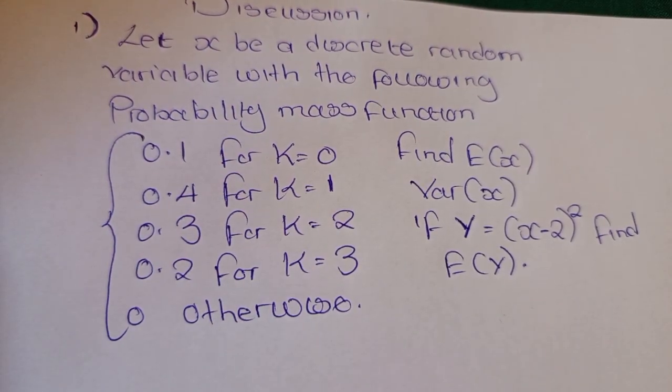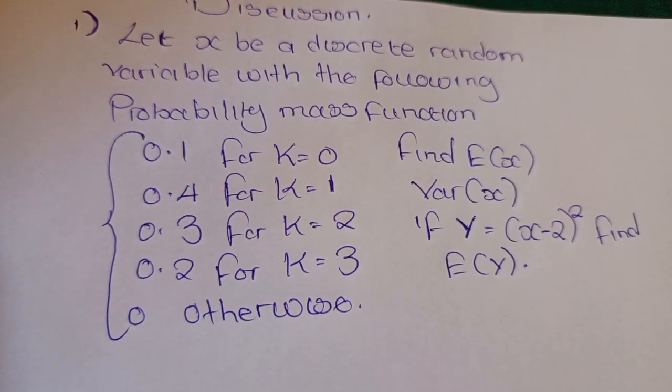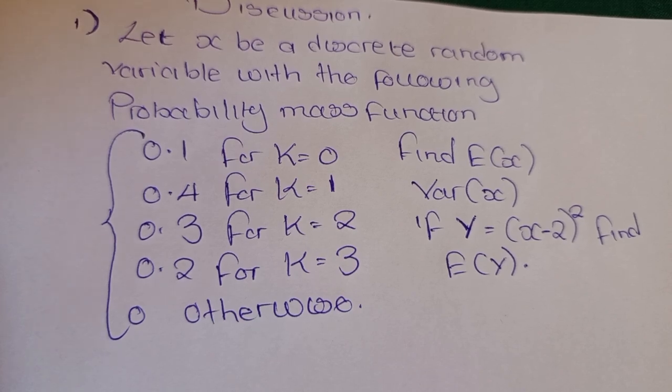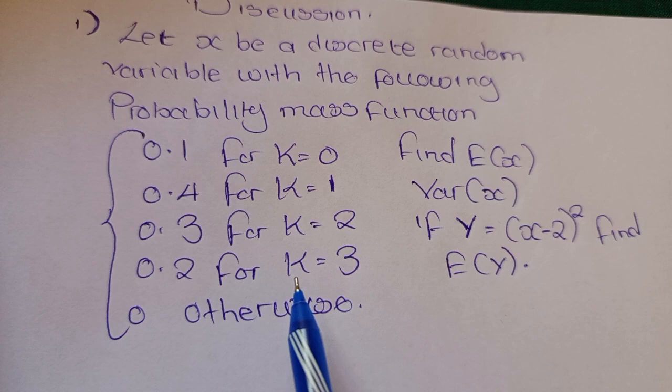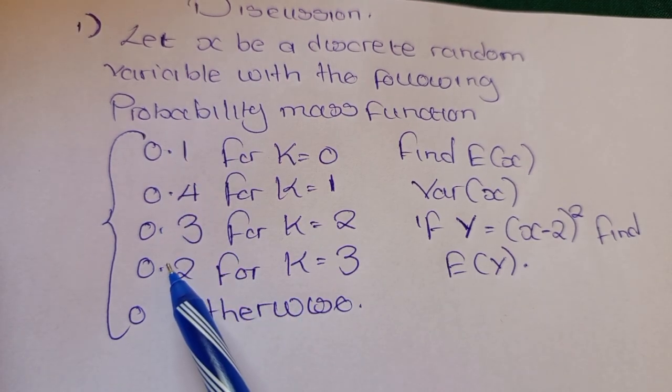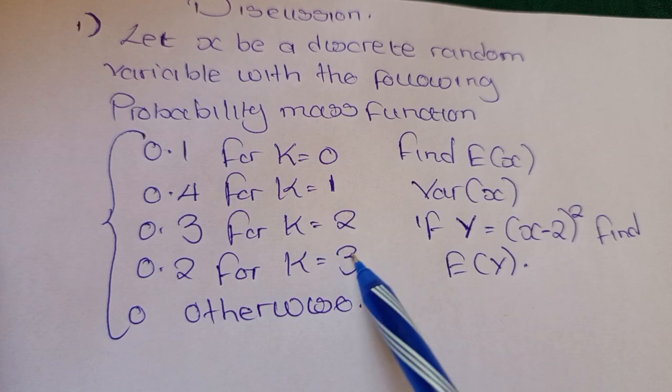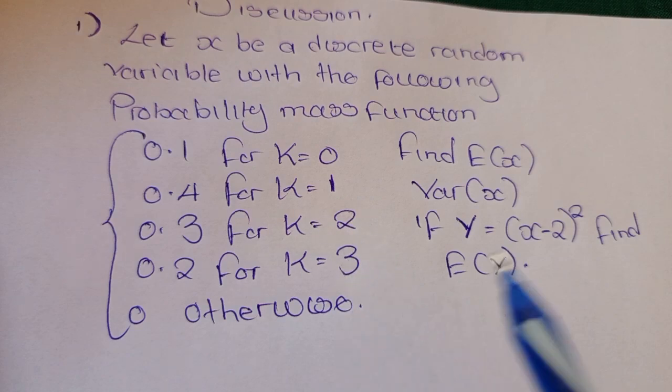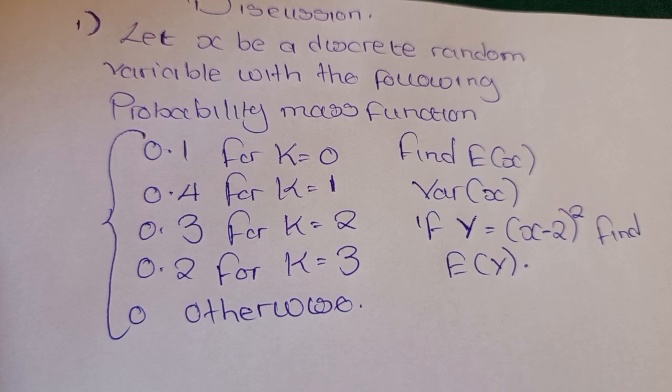So today we have one interesting question which reads: let x be a discrete random variable with the following probability mass function. So this is the probability mass function they have given us. So these are the probabilities given. The reason why these are not the probabilities is because probability is never greater than 1 nor is it less than 0, but it is always in between 0 and 1.